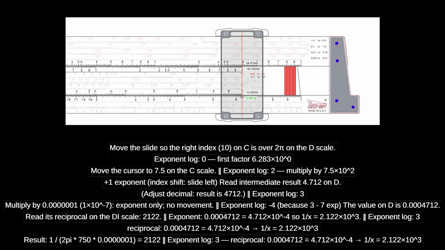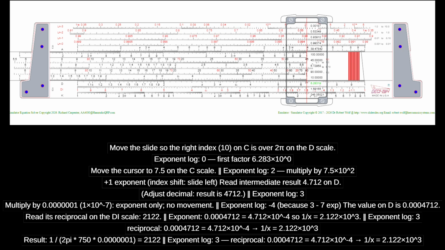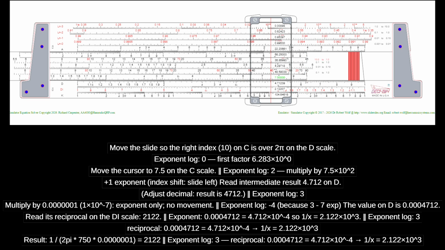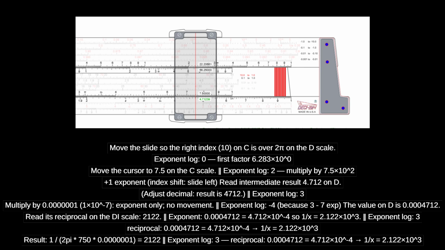Next, we need to multiply that by our frequency that we want, which is 750 hertz. 750 hertz is 7.5 times 10 to the 2nd power. So it has an exponent log of 2. But because this is a left shift operation with the slide, we're going to add 1 to that. So our intermediate result on the D scale is now 4.712, but we adjust its decimal by the exponent log of 3 to be 4,712.